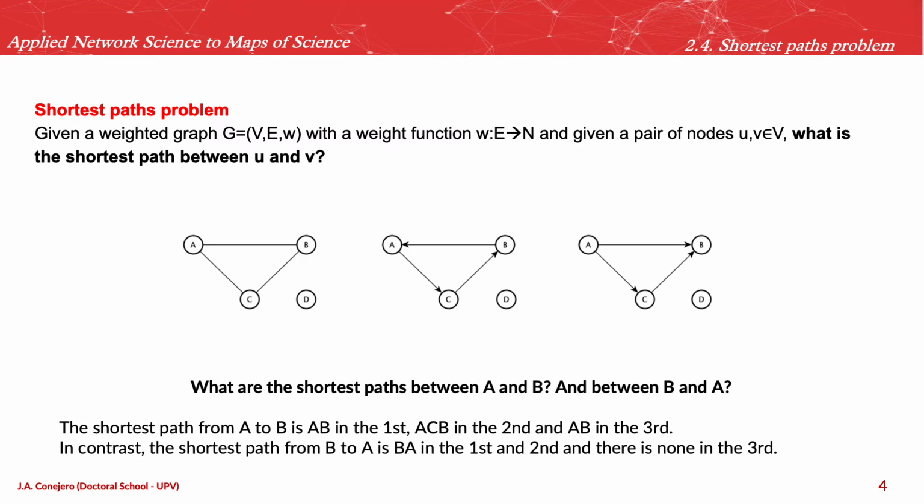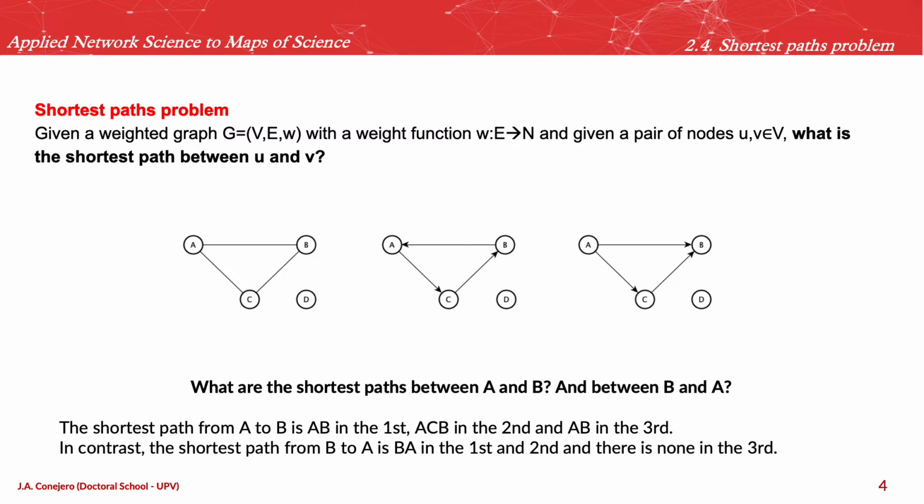So let's see some examples of computing the shortest path between two nodes, in this case A and B, and B and A, in different graphs. In the first graph, the one on the left, the shortest path from A to B is AB, because the other option that we have is ACB, which would be of length 2, and in the first case, using just one edge, the length is 1.